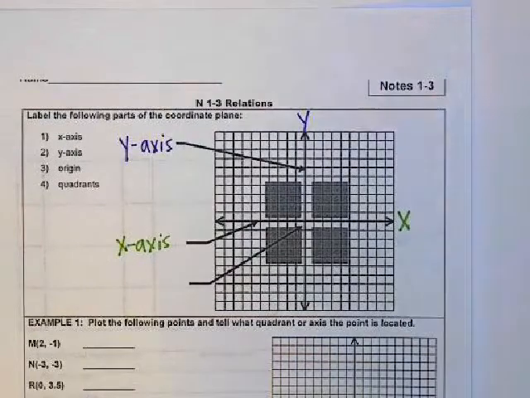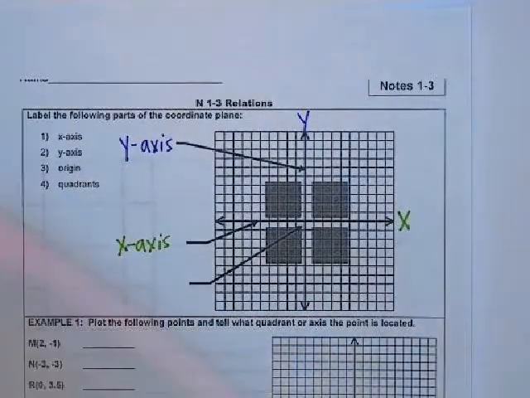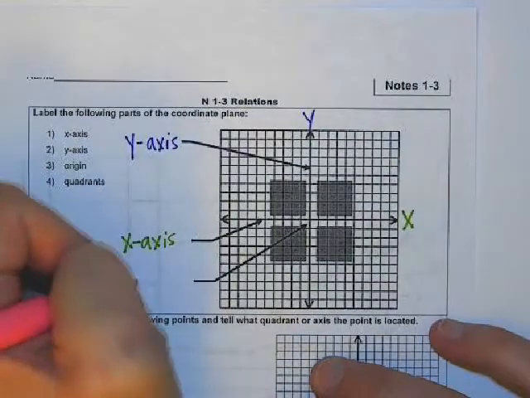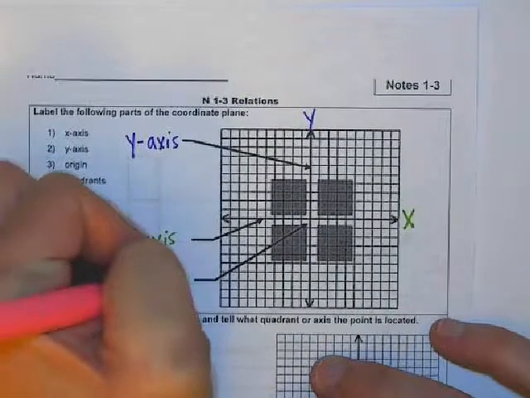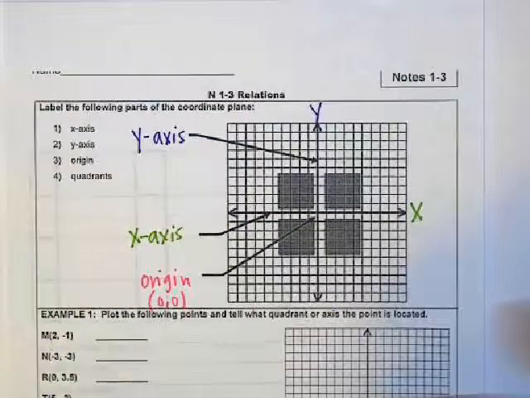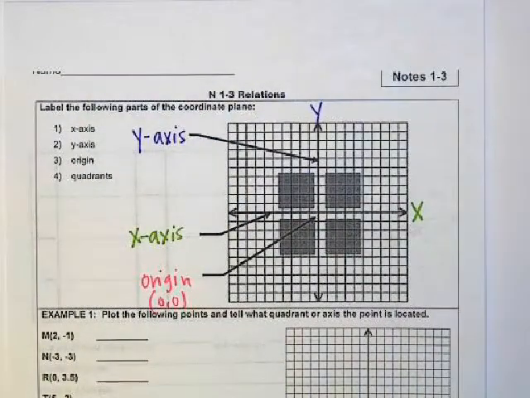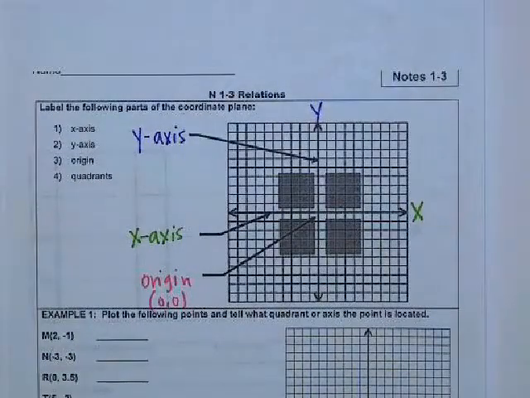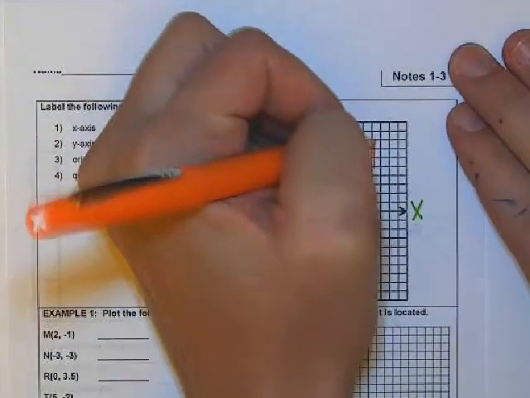What's the origin? It's the middle. The middle, good. 0, 0. Good. So then I'm going to put 0, 0 under it so I can remember that that's the origin. And then 4 is my quadrants. It gives you the boxes for the quadrants, but it's kind of hard to read those boxes, so I'm actually going to write on the outside of the boxes.